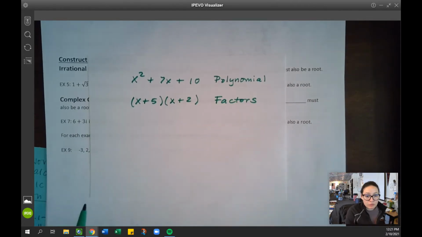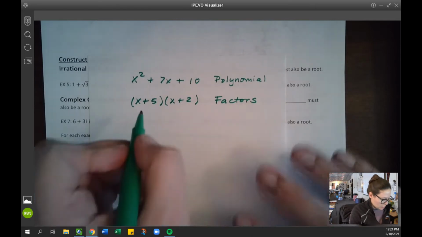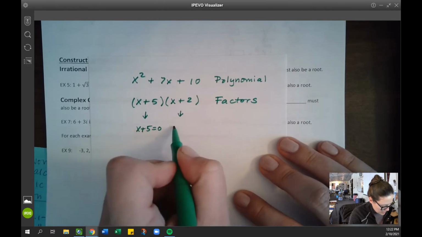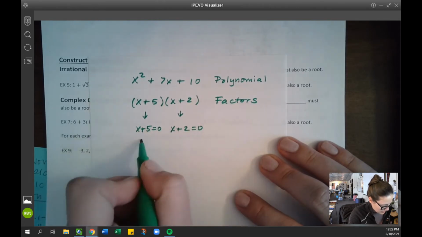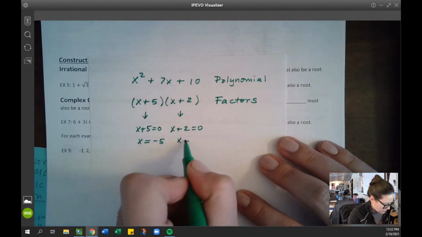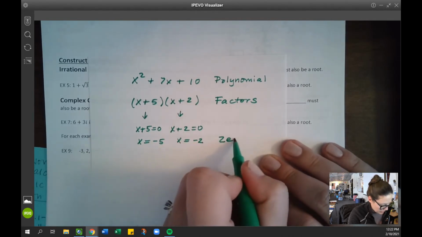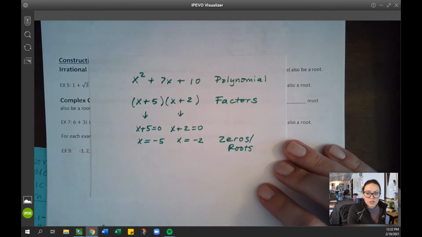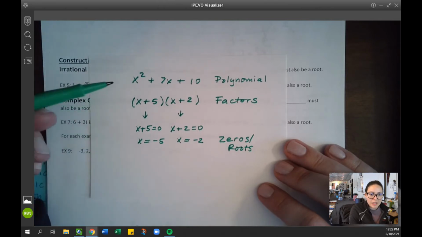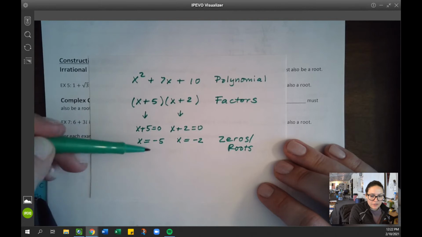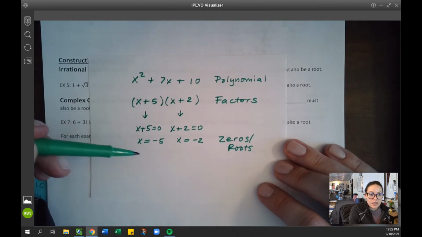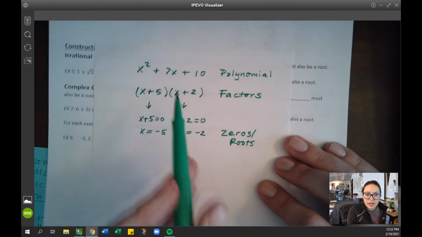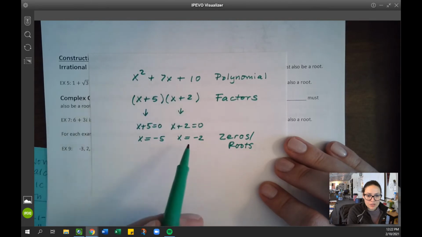However, if I wanted to find the roots or the zeros of this polynomial, I would then take each of these factors and set them equal to 0, and then solve. And these are my zeros or roots. So this is basically the process we've been doing. I've been giving you a polynomial, and you have to find the roots or the zeros. In these notes, I am going to give you the zeros, and you have to come up with the polynomial that would have those zeros.